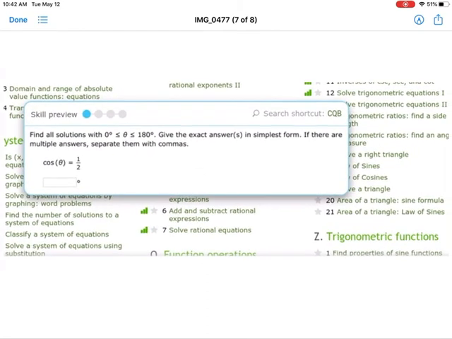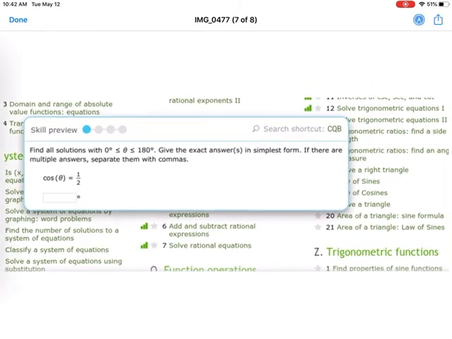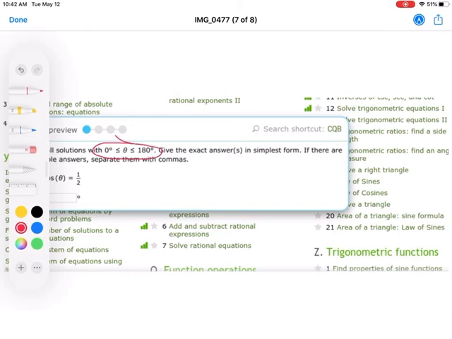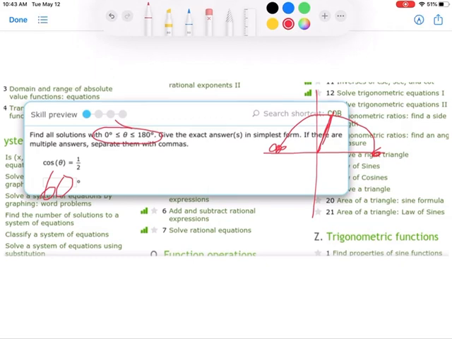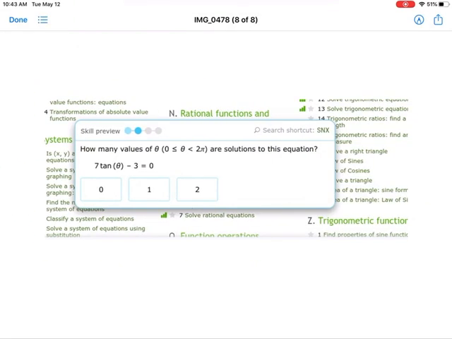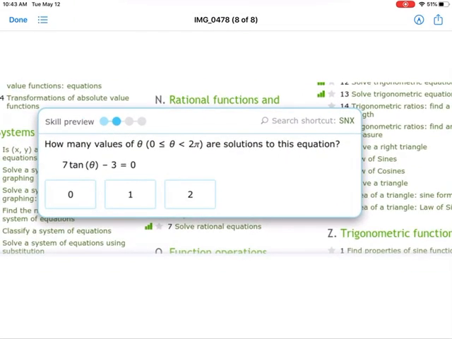Find all the solutions between 0 and 180. So if you're looking at the unit circle, that is right here, 0, all the way around to 180 right here. It says the cosine of theta is 1/2. Well, we already just did this one. We said 60 degrees. It's a nice easy one. I don't know why this is on your thing. It's too easy.